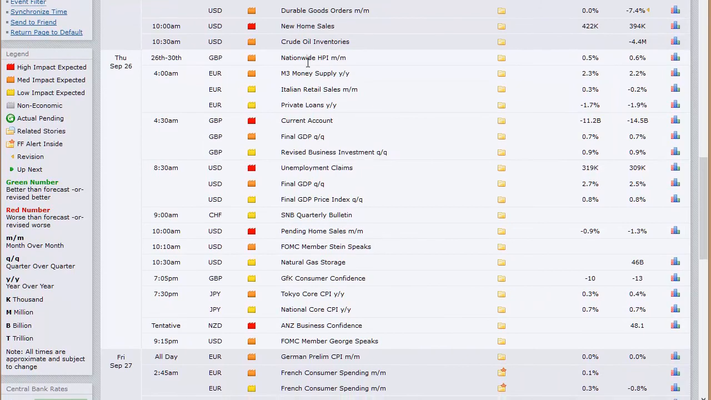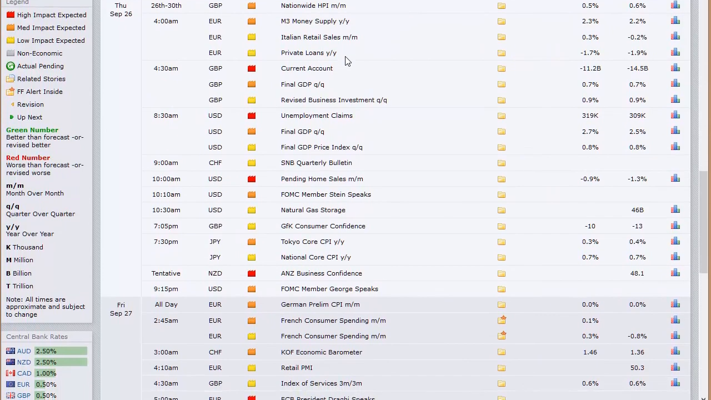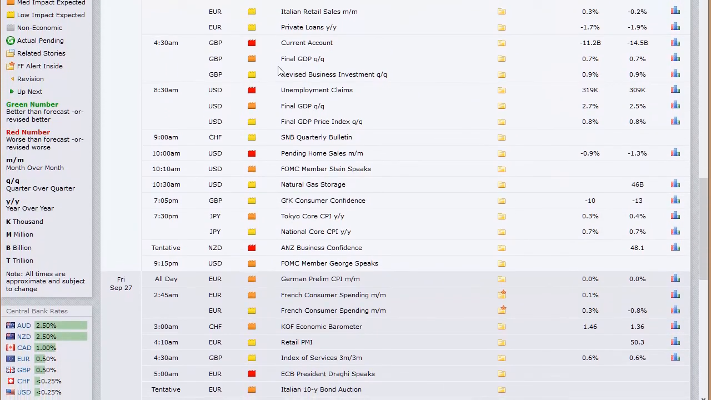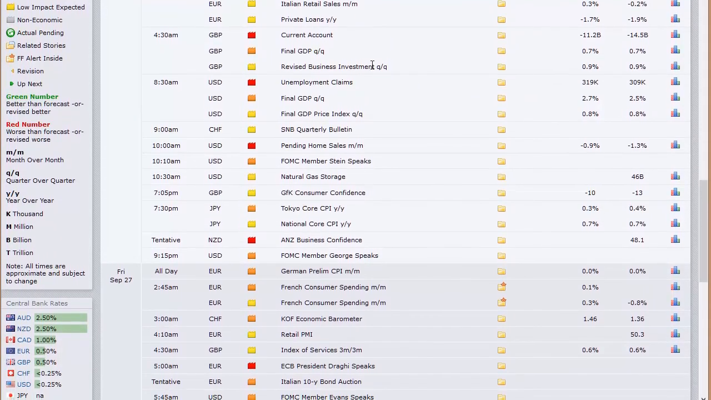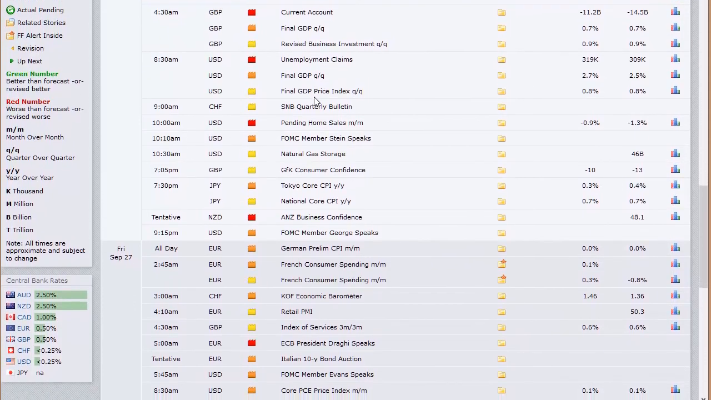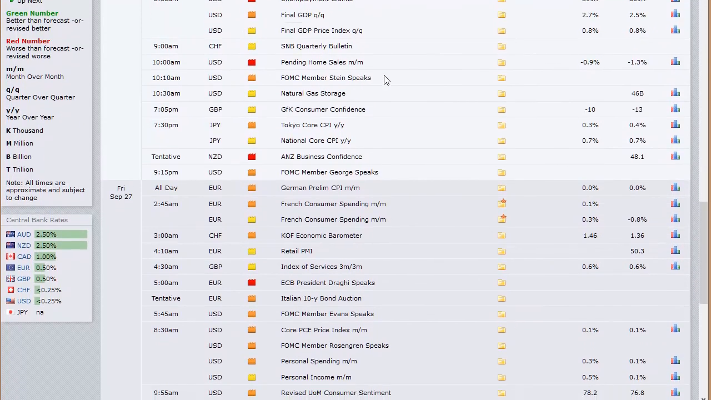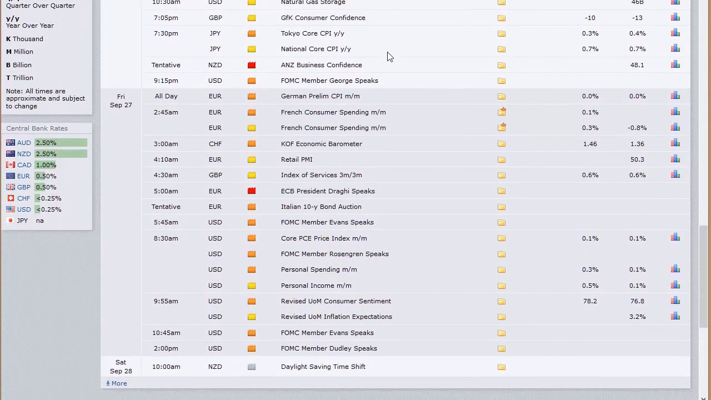about 18 hours without any data to speak of, and you get the M3 money supply out of Europe, Italian retail sales and private loans, current account out of the UK, and their final GDP number from Q2. You're also going to get our final GDP number. That's not a big number. It's the first look that comes once quarterly. That's the big one. There certainly will be some revisions here, but it's not nearly as big of a deal at this point as the first look back 2 months ago. Unemployment claims, that's a weekly number. Pending home sales, natty gas, and then Japan that evening, their CPI numbers for Tokyo and nationally.